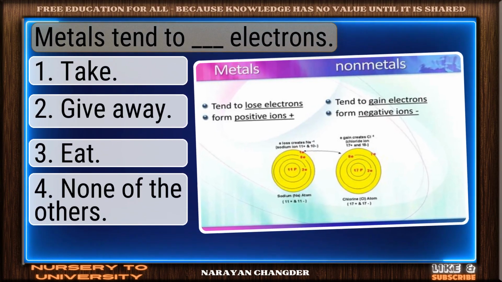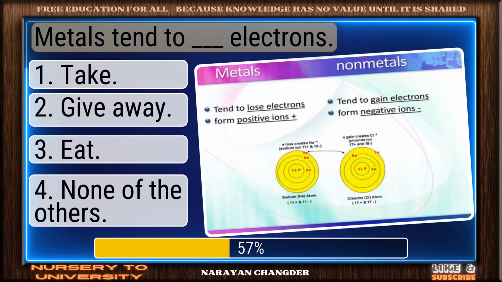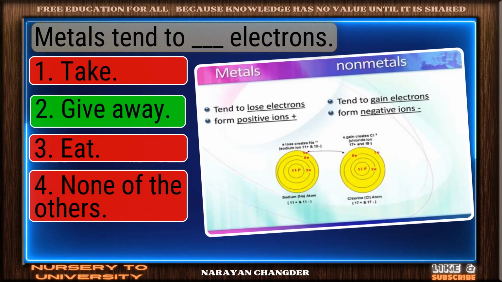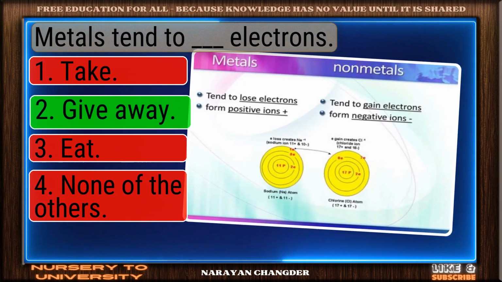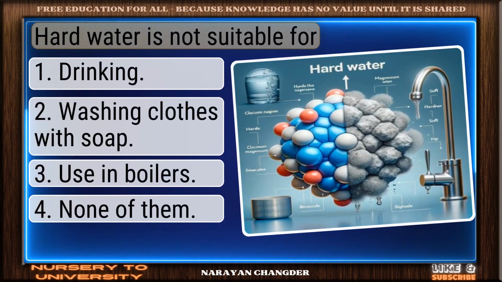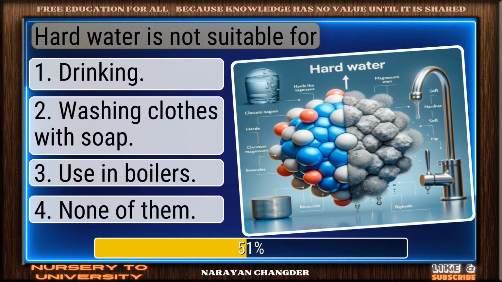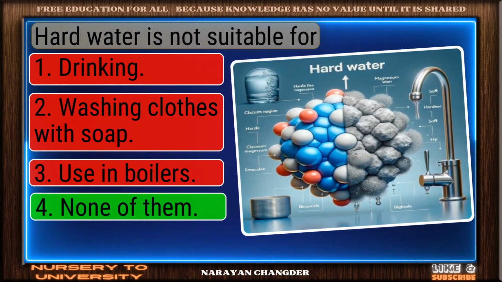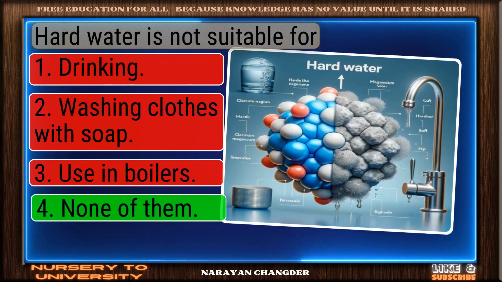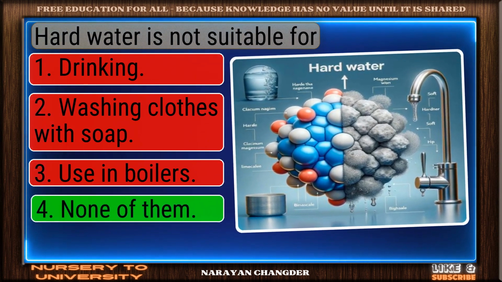Metals tend to dash electrons. Good job. Your answer, give away, works well here. Hard water is not suitable for... Sharp thinking. None of them is the right choice.